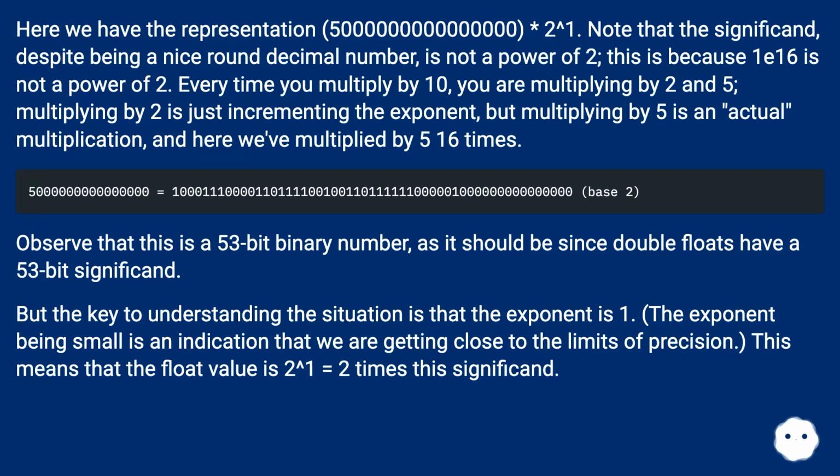But the key to understanding the situation is that the exponent is 1. The exponent being small is an indication that we are getting close to the limits of precision. This means that the float value is 2 to the power of 1, equals 2, times this significand.